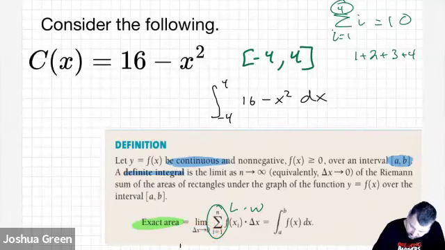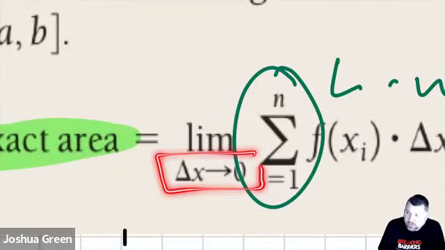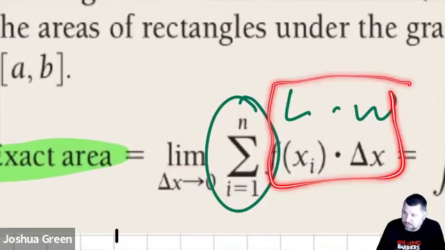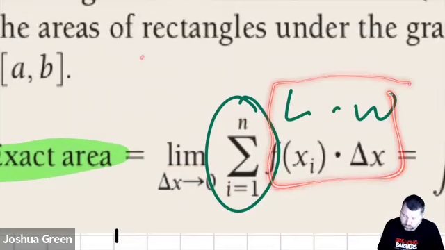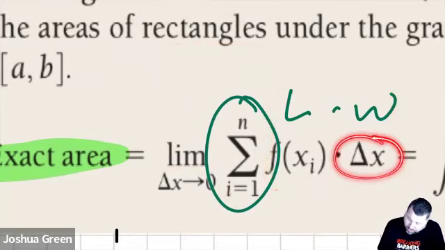So let me see if it'll let me zoom in for you. Down here, you'll see it's saying delta x goes to 0. The one thing I would point out here is, as I mentioned, these are just coming from rectangles. So a length times a width. And you'll see right there, it's telling you it's rectangles. The width of those rectangles is what is being connected to delta x.